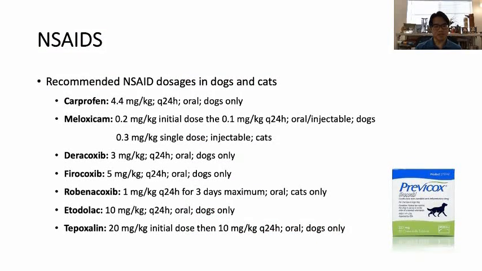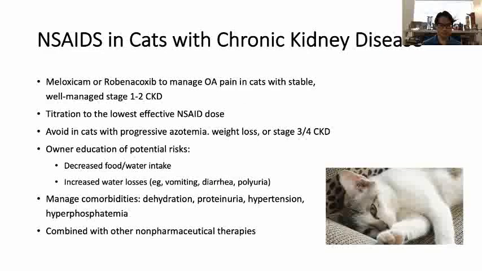And here's just the list of NSAIDs and their dosing used in dogs and cats. What about NSAIDs in cats with chronic kidney disease? Meloxicam and robenacoxib, or Onsior, are the two NSAIDs that can be used in cats to manage pain.